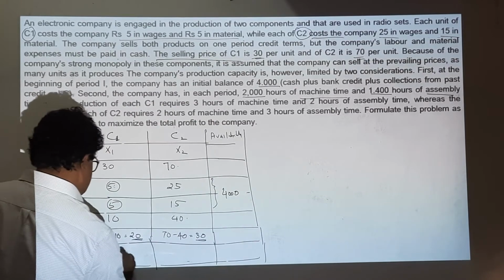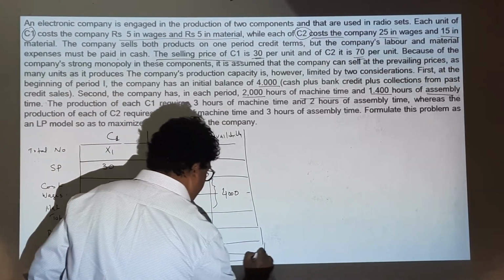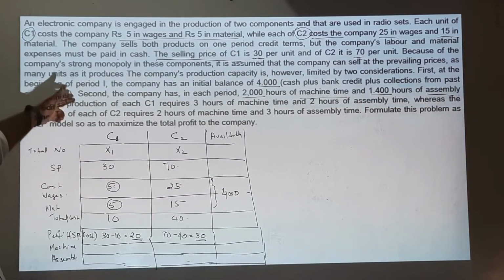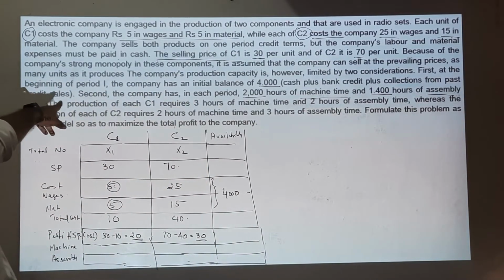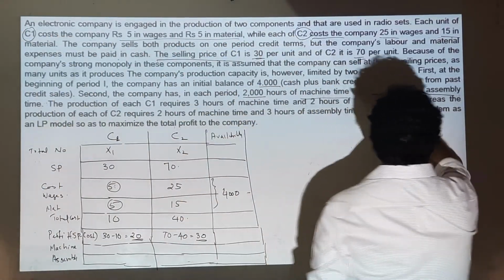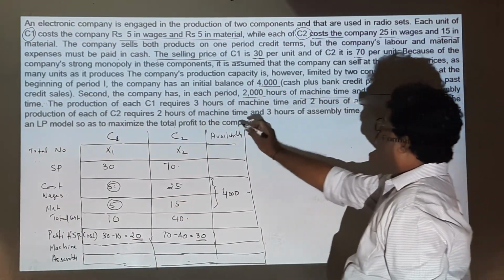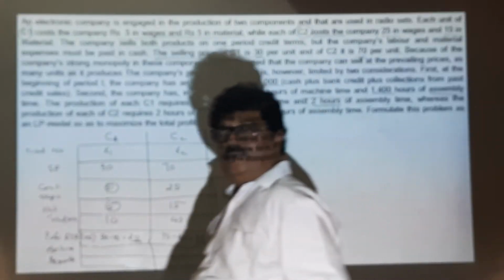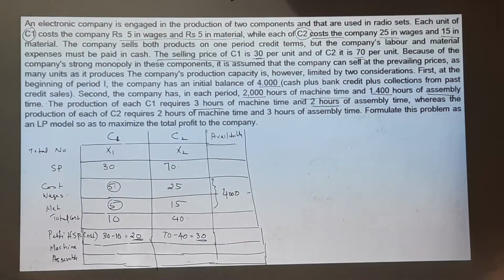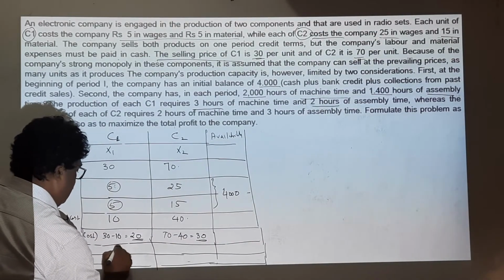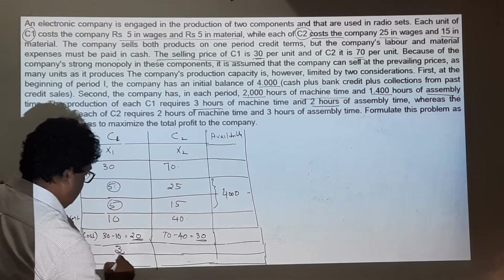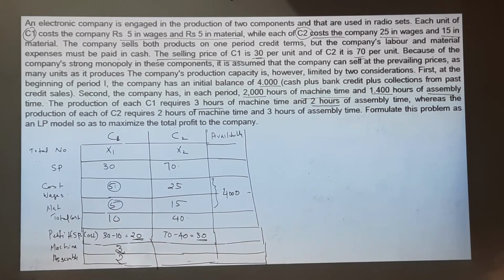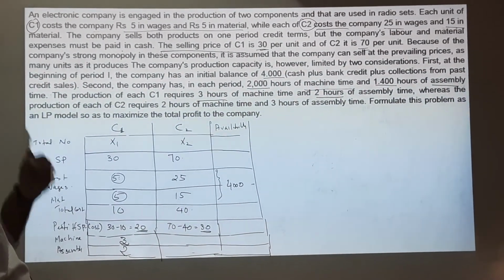So machine time is, for C1, what is the machine time? For C1, machine time is 3 hours and 2 hours of assembly time. For what? C1. Correct, no? So here it is 3 hours and then 2 hours. 1 unit of C1 requires 3 units of machine time and 2 units of assembly time.